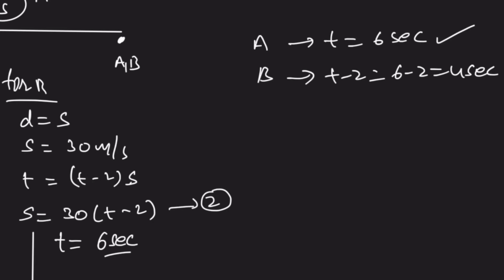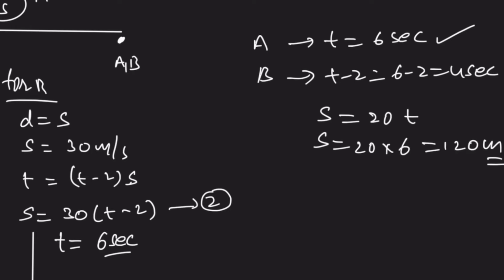So at what distance? We have two equations. Suppose I take equation 1, S is equal to 20t. So S is equal to 20, and what is the t here? 6 seconds. Then we get 120 meters. So after a distance of 120 meters, both meet together.